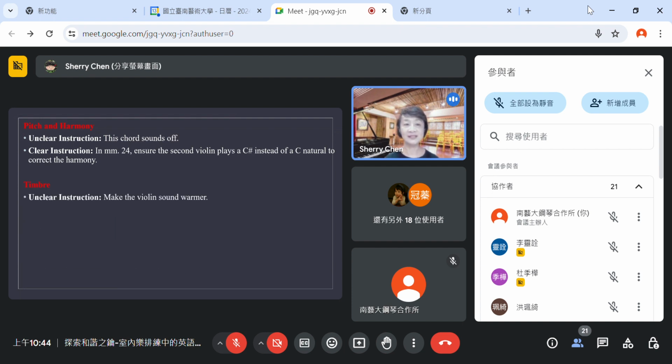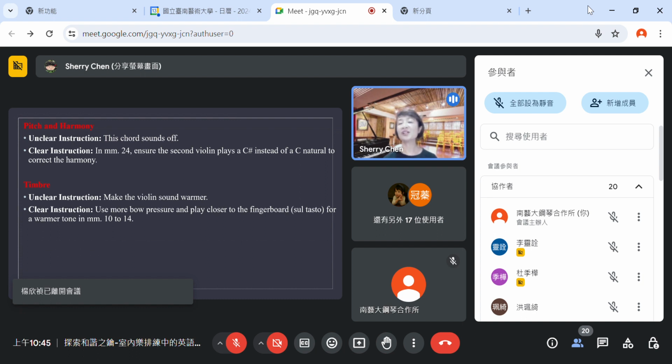Timbre. Make the violin sound warmer. How do you make this violin sound warmer? Use more bow pressure and play closer to the fingerboard, so tasto, for a warmer tone in measures 10 to 14. So you're not just telling the violinist to play warmer, but saying to give more pressure and play closer to the fingerboard.